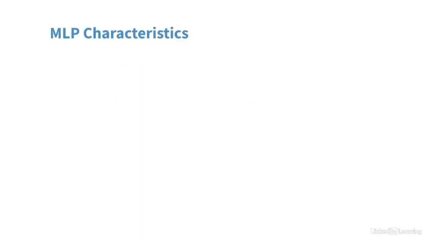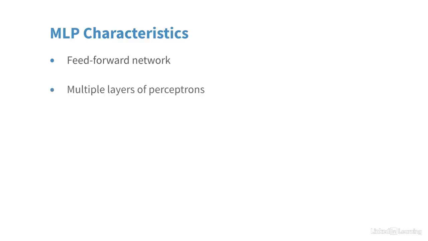So let's summarize some of the characteristics of a multilayer perceptron. It is a feed-forward neural network, and this means that the information flows in a single direction from the input layer to the output layer. It has multiple layers of perceptrons. This allows the MLP to learn more complex relationships between the input and output variables.